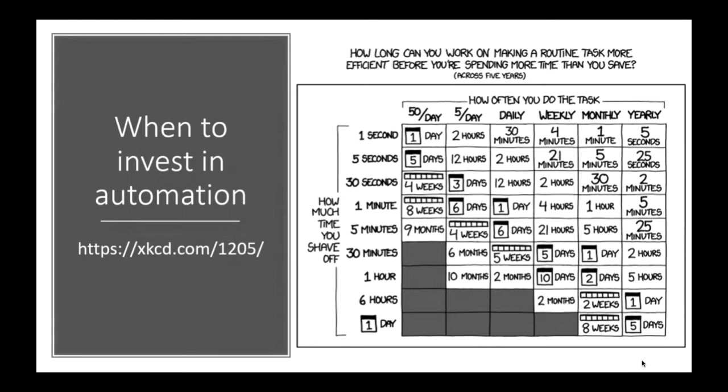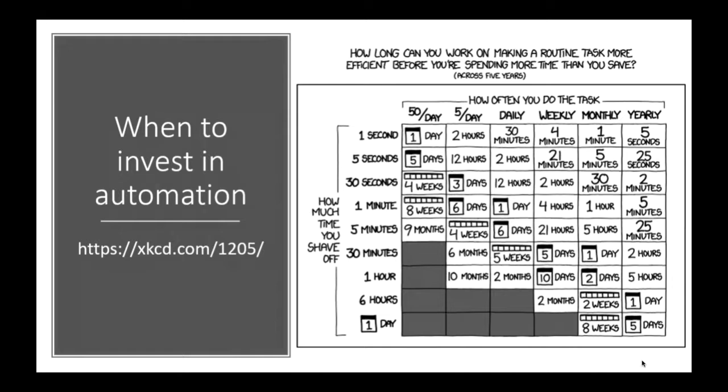Am I reading this right? So if I do a thing daily and I shave off 30 seconds of that, so I'm in this column and on the 30 seconds row, I could invest 12 hours of time towards making that task 30 seconds faster, and I would save time over the course of 5 years. So that's like a huge window, right? Like, if you can't figure out how to shave off 30 seconds of a daily task in 12 hours, you should probably increase your coding skills, right? Or pick a different task.